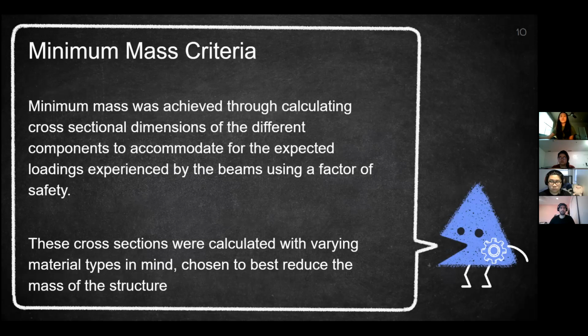In order to achieve minimum mass, we calculated the cross-sections required of each component with respective material types in mind. We chose what material types were best under each loading and conditions. Due to Sitka spruce's great strength to weight ratio and high modulus of elasticity, it was a perfect choice for our catapult arm and truss structure.